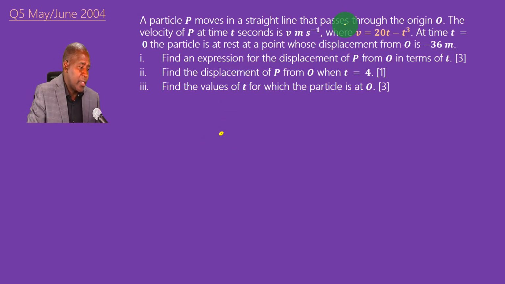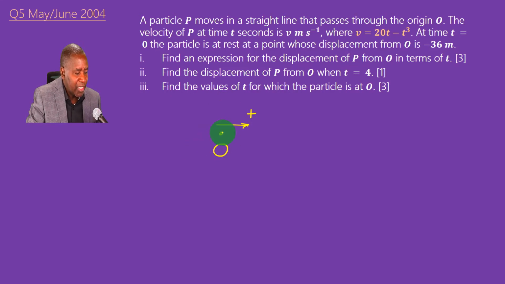So let's look at the situation that we're talking about here. Here we've got our origin. It moves in a straight line that passes through the origin O. The velocity of particle P is given by this expression. At time t equals 0, the particle is at rest at some point.